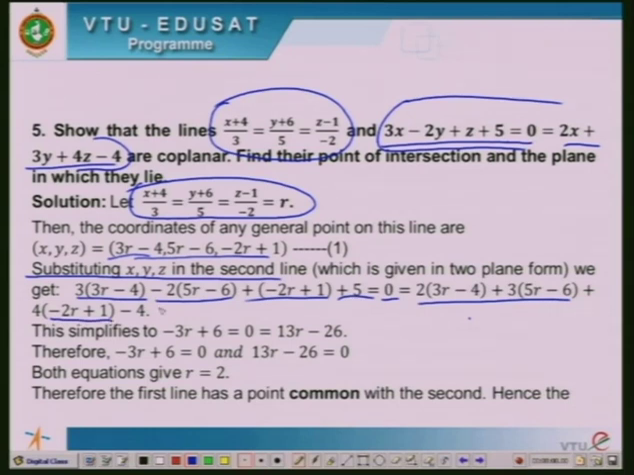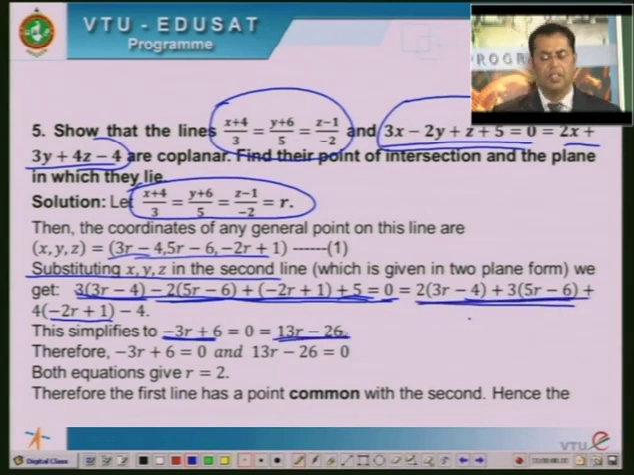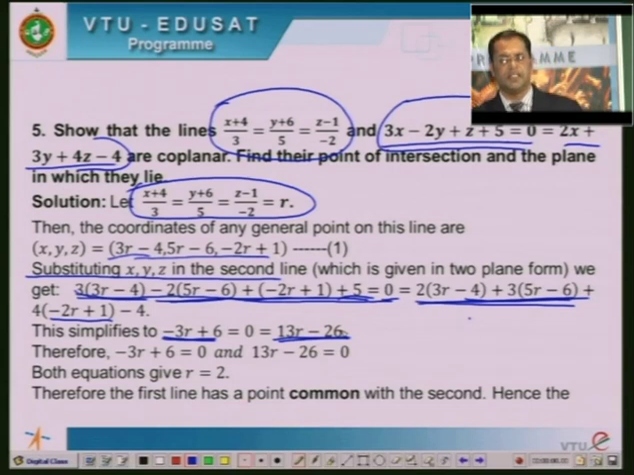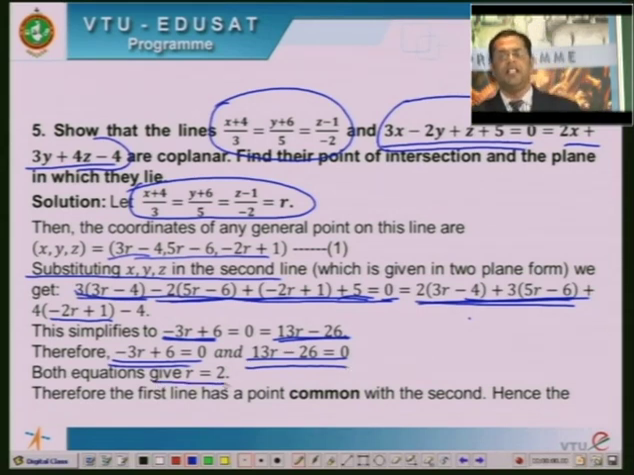Simplifying both sides, the left side on simplification will give you the equation minus 3r plus 6 equal to 0. The expression on the right on simplification reduces to 13r minus 26 equal to 0. So, these individually give you two equations in r, minus 3r plus 6 equal to 0 and 13r minus 26 equal to 0, and both equations give a common value of r. So, the same explanation can be extended to this also.